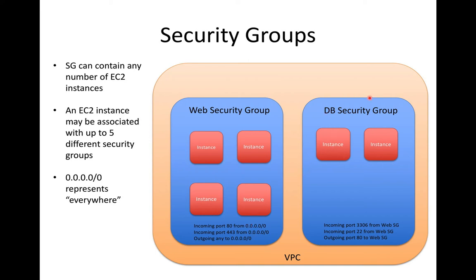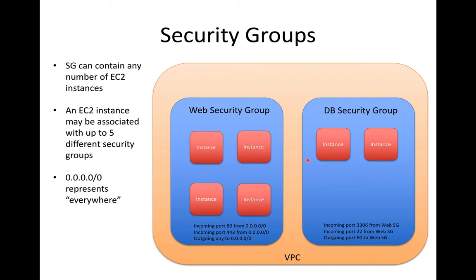Here's a second security group, and this security group has these three rules. Incoming traffic is allowed from port 3306 from the web security group. Note that it's not saying from everywhere in the world, it's allowing traffic on port 3306 from instances that are associated with the web security group.